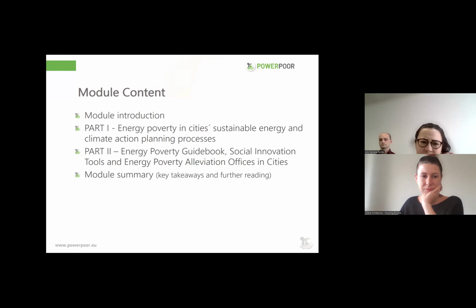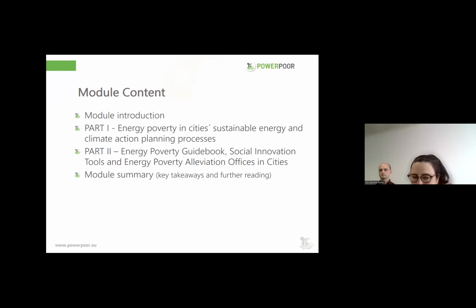So we are going to do first, I will do a very fast introduction of energy poverty in cities and how it fits into the sustainable energy and climate action planning processes of local government, whether your city or the city beside you. And then Arthur is going to cover the second part of the session, which is focusing more on the energy poverty guidebook, social innovation tools, and energy poverty alleviation offices in cities.